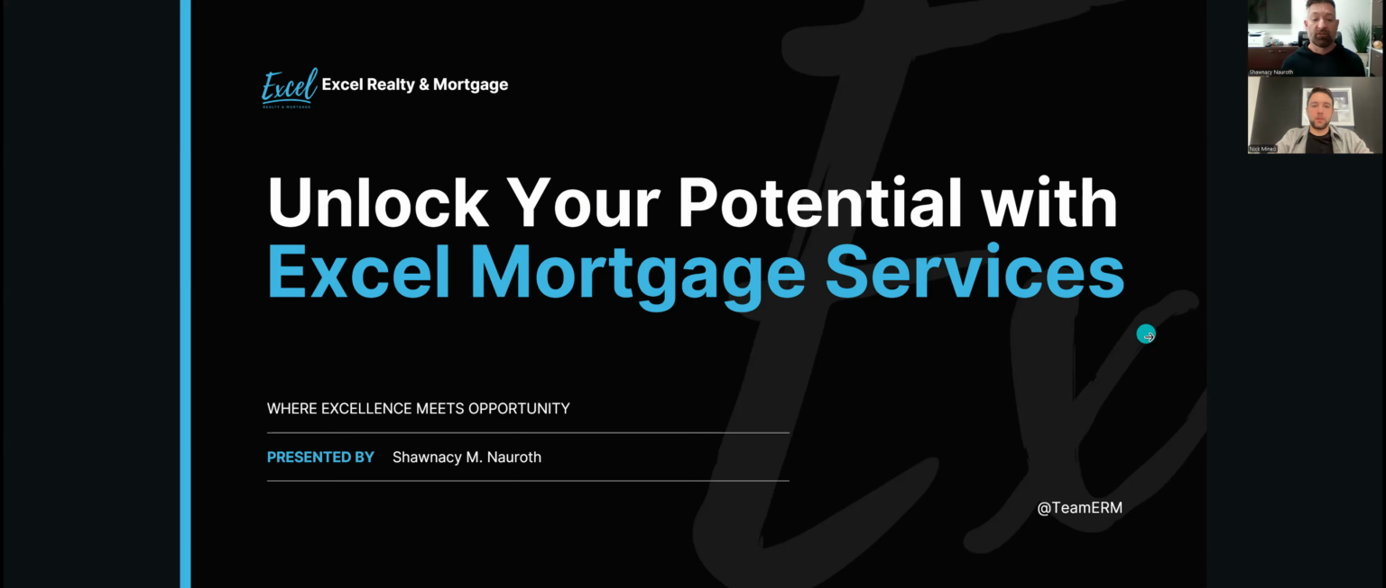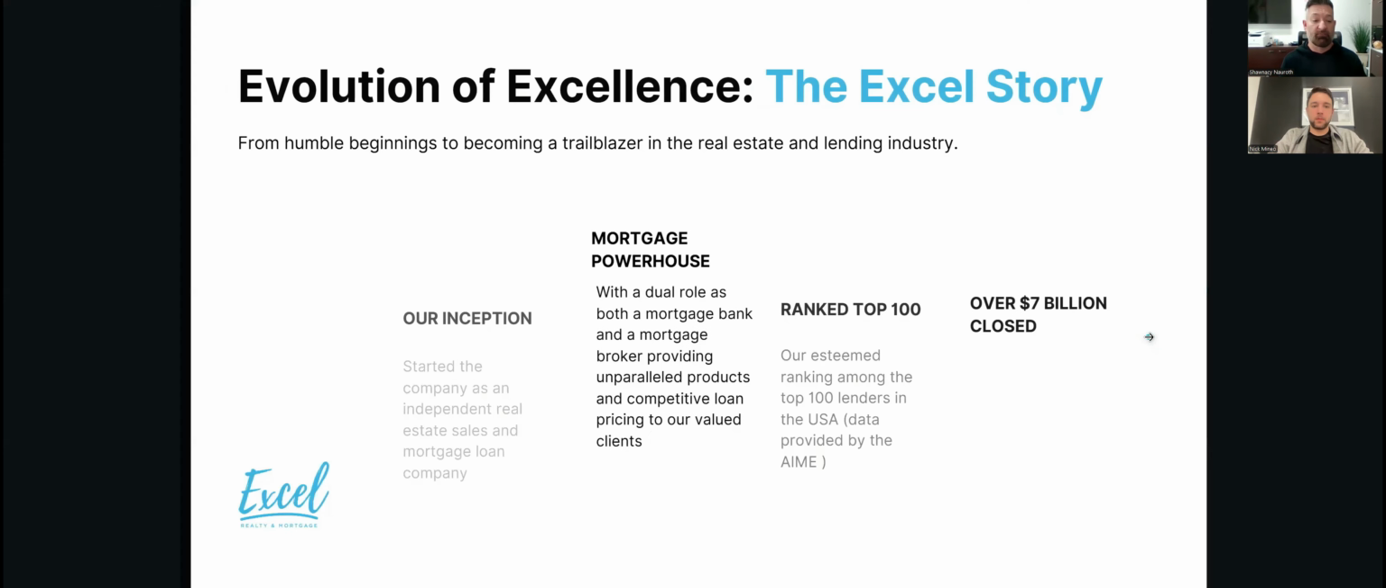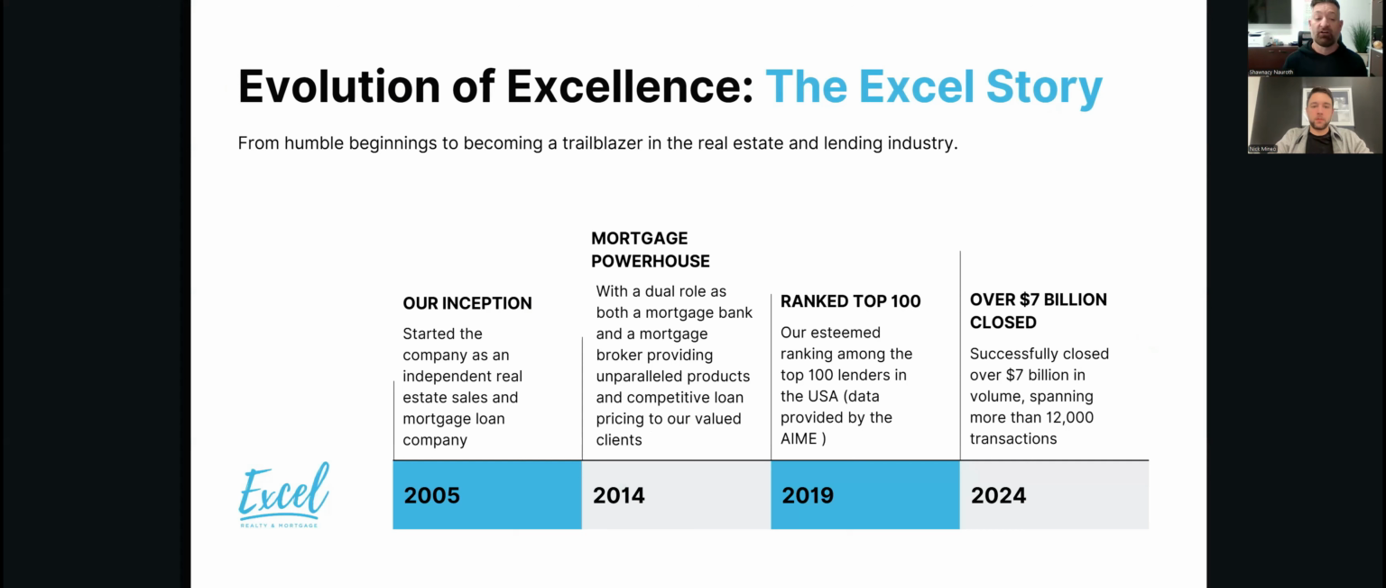Excel Mortgage Services, we started the company in 2005, and we've been going strong ever since. In 2014, we became a non-delegated correspondent lender. So we've been doing the non-delegated side for a long time. Non-delegated just means that we are the lender on the file. The only piece that we do not do is the underwriting.